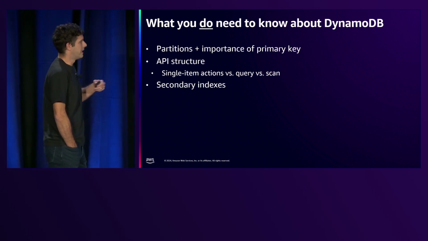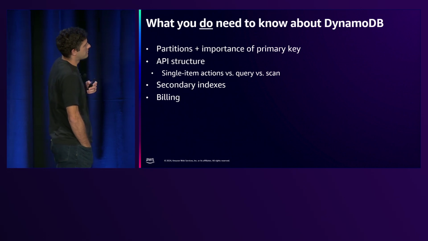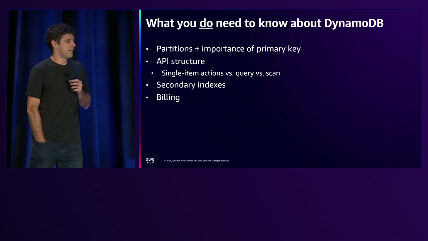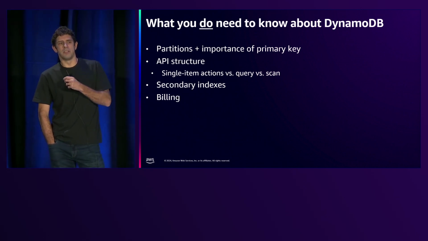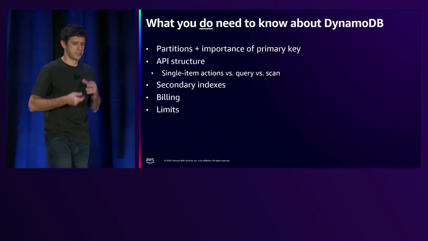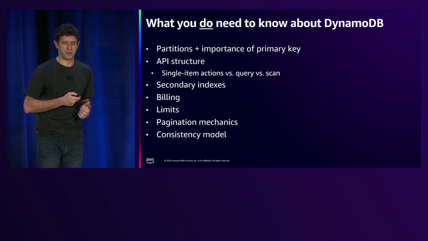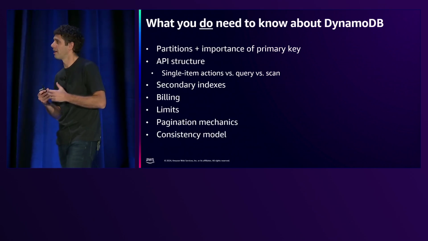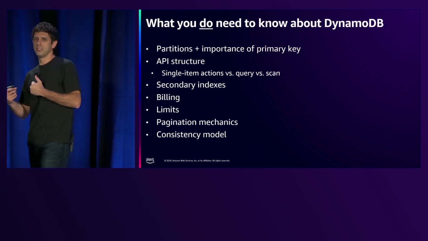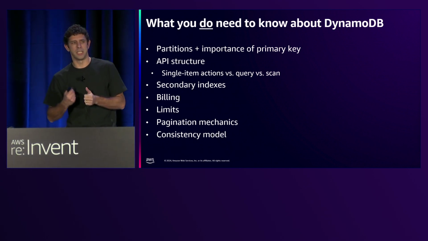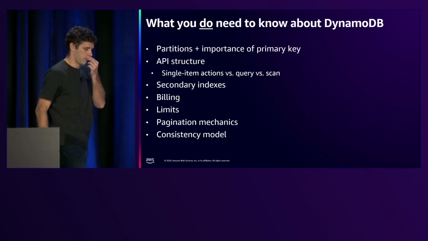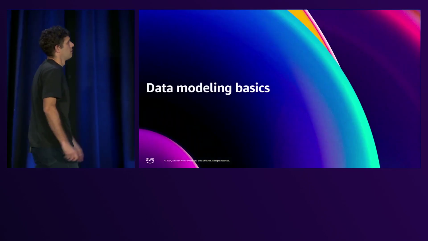Another thing you need to know is secondary indexes, just to enable those additional access patterns. And then a sort of underrated thing is just thinking about Dynamo billing and how it should affect your data modeling, and we're going to go into that later. So these are the big things you need to know. There are a few other ones around limits and pagination and consistency model that are important as well. But these are the things you really need a conceptual understanding of with Dynamo to model well.